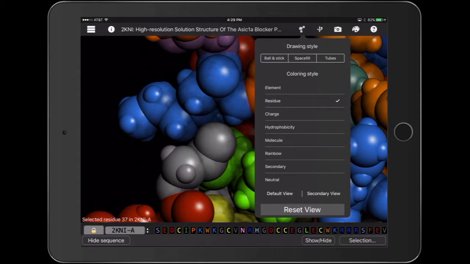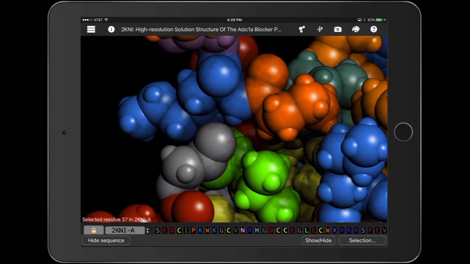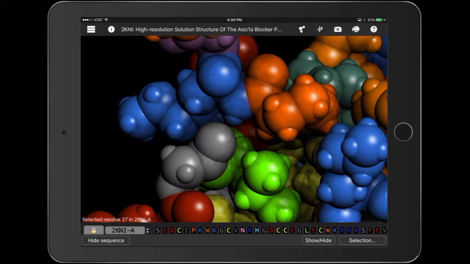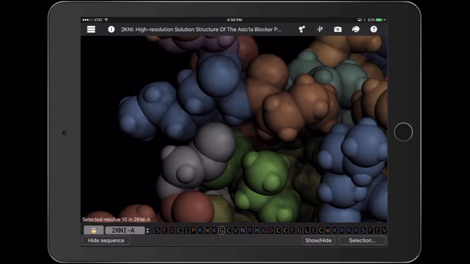So I change to residue coloring to help me identify them, and I open up the color key. The blue residue is a lysine, I can see, and the gray one is a glycine. Now what I want to do is close the color key, and look for G's and K's and touch each one in the sequence until I highlight the ones that have the hydrogen bond. There's the glycine. Now I'm going to look at K's and see where I can find the lysine.